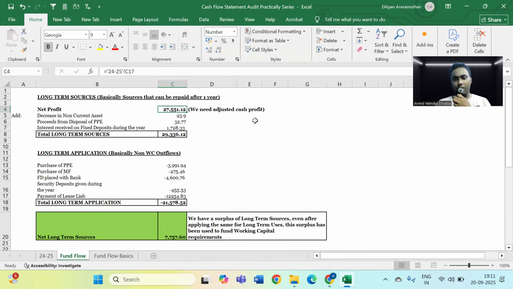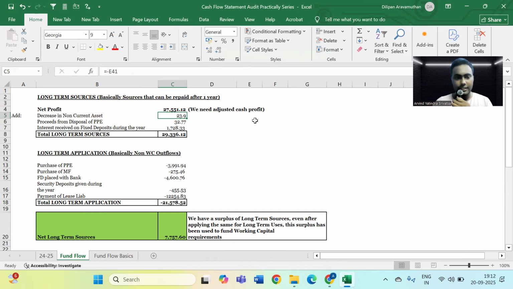So why am I calling profit a long-term source, guys? The very simple reason being, what is this profit? This is the amount that is available for distribution to shareholders. Who are shareholders? Shareholders are people who ideally want to be invested in my business for a long time. They want to have a long-term association with the company, which is why we are considering my net profit to be a long-term source of finance. So that is the reason why we are doing this, guys.